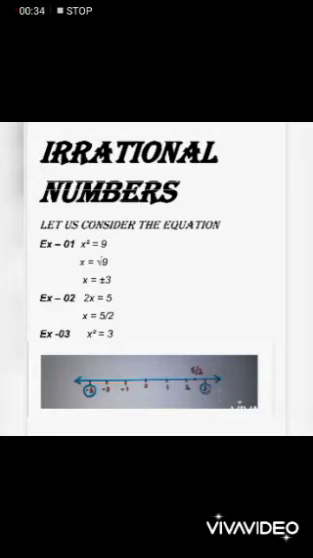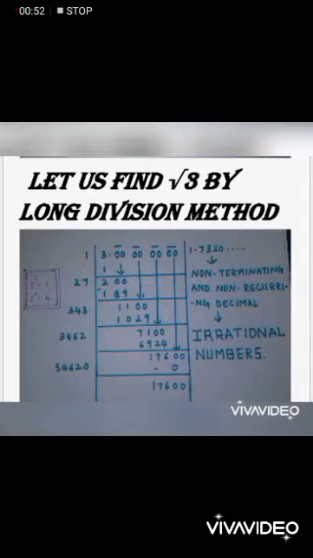Let us move on to the third equation. x square is equal to 3. x is equal to root over 3. We cannot represent root 3 on the number line directly. So, we have to find out the value of root 3. Now, let us find out the value of root 3 by long division method.